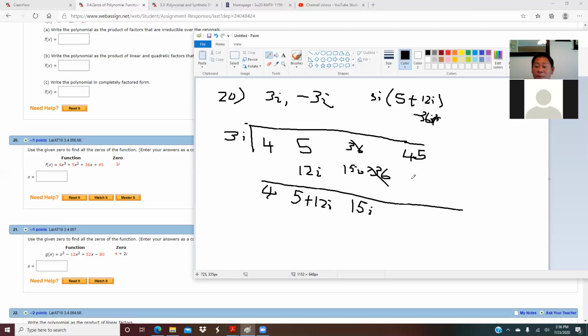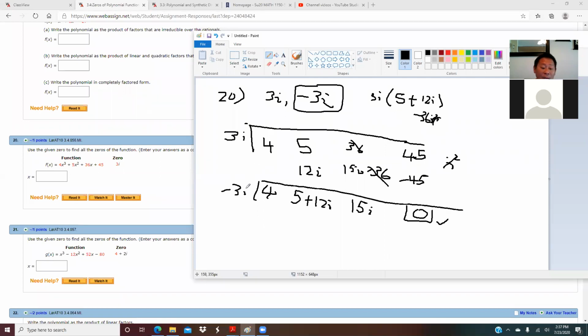Now you multiply 15i with 3i. So 3 times 15 is 45. And i times i is i squared, and i squared will make it negative. So this will make it 0. As you guys remember, if it's 0, your remainder should be 0. So that means you're getting a 0 here. You got it correct.